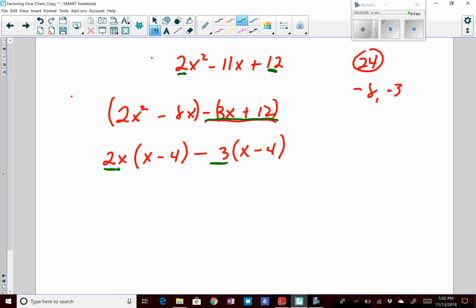the GCFs that we pulled out and put them together as one factor. So one factor will be 2x minus 3. The other will be one of the duplicates that we got. So here's one duplicate, here's the other. Bring down one of them. And those are the factors for 2x squared minus 11x plus 12.